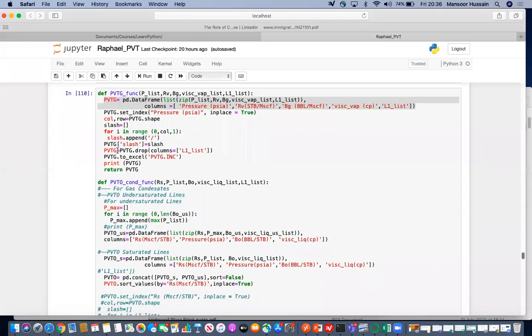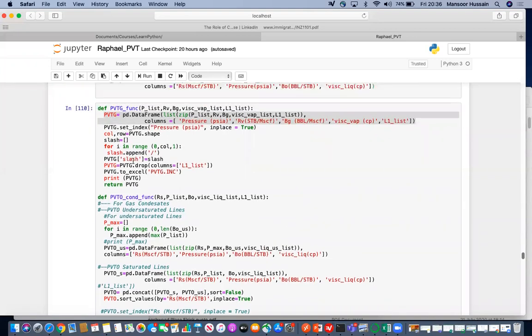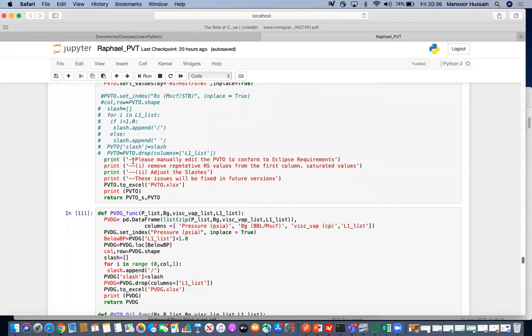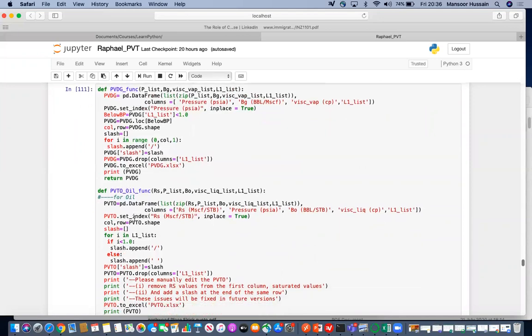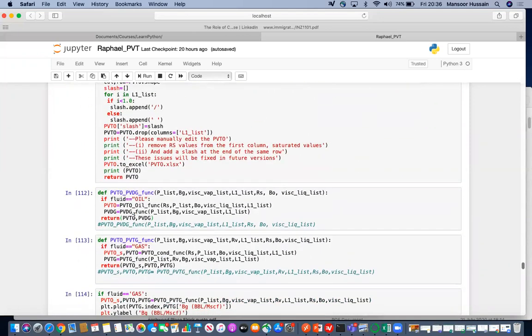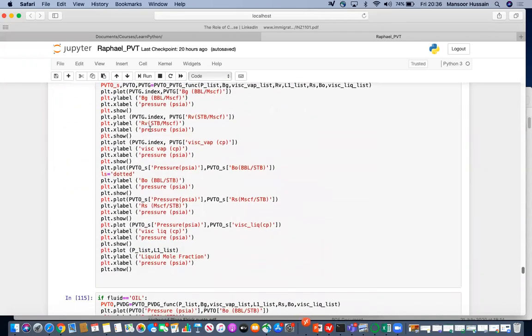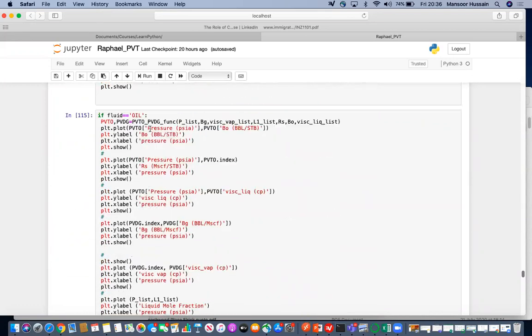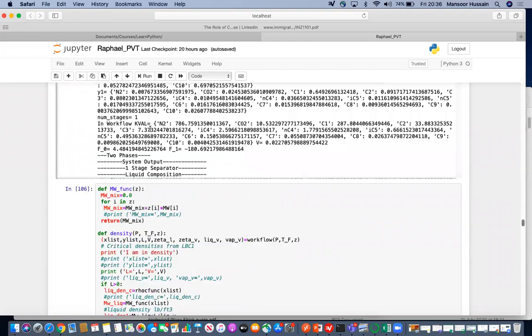This PVTG function and PVTO con function are for gas condensates, and this PVDG function and PVTO oil function are for oils. Finally, if the fluid is gas, it will make these plots, and if the fluid is oil, it will make those plots. So now let's see if I can run them for you.